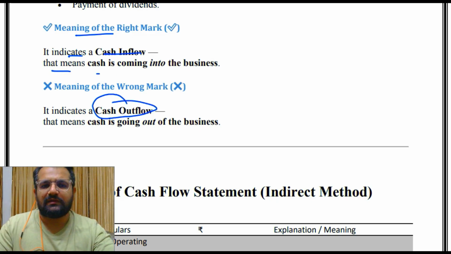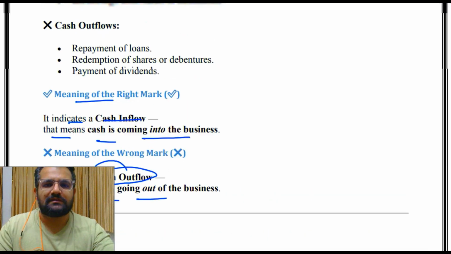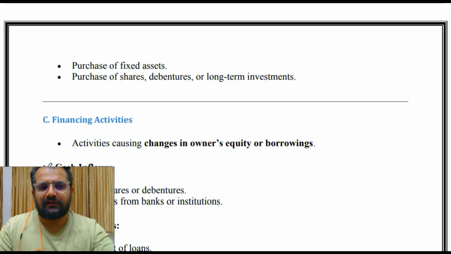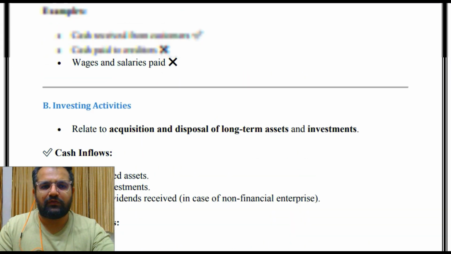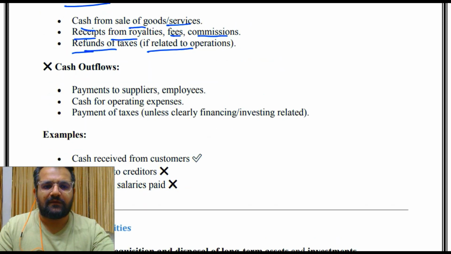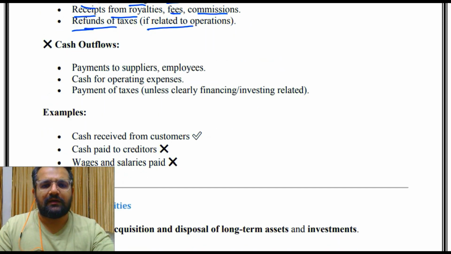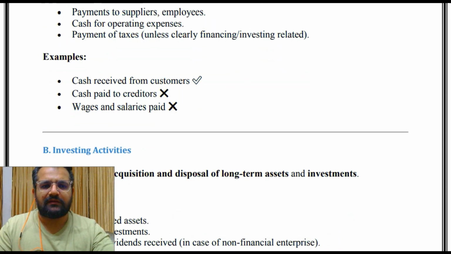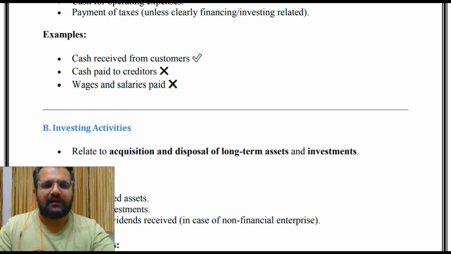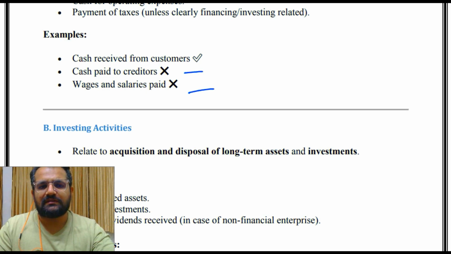So that means cash is coming into the business; cash outflow is cash going out of the business. तो इसका मतलब right या wrong नहीं है, simply cash inflow and outflow के लिए use किया हुआ है. So cash outflow: payment to suppliers, employees, cash for operating expenses, payment of taxes, unless clearly financing or investing related expense. Examples: cash received from customer, then cash paid to creditors and wages and salaries paid.